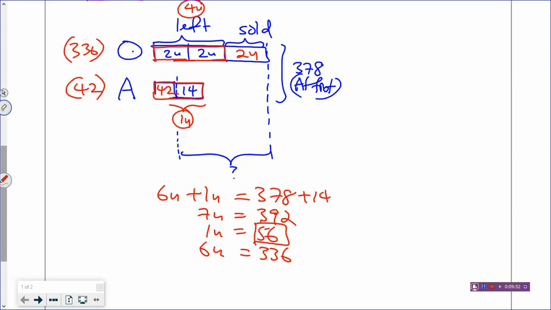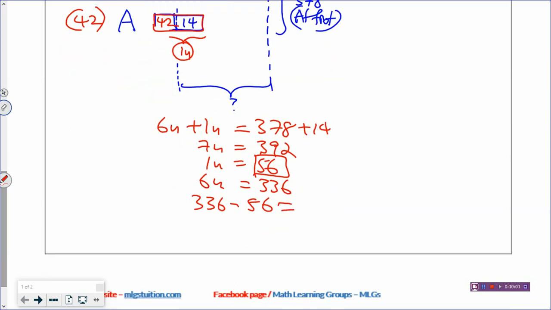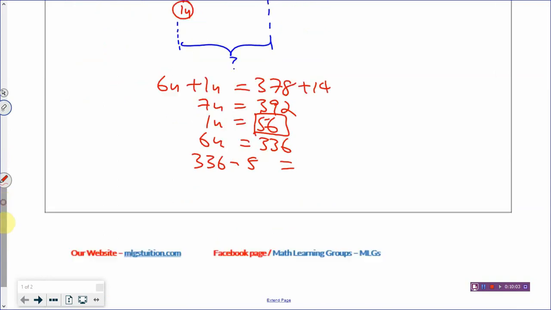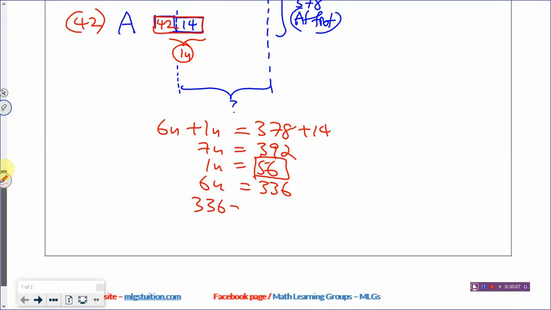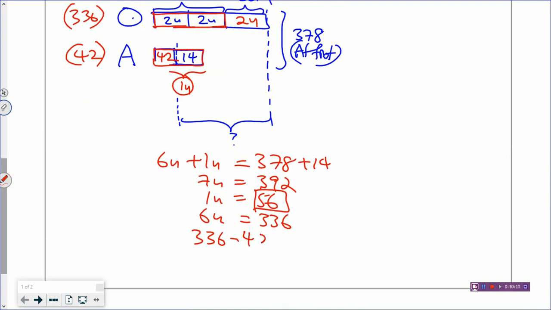Okay, then how many more oranges than apples at first? Then you take 336 and you minus 42. Okay, so 336 minus 42, and what do you get? You will get 294. So you have 294 more oranges than apples at first. And that's how you solve the problem.